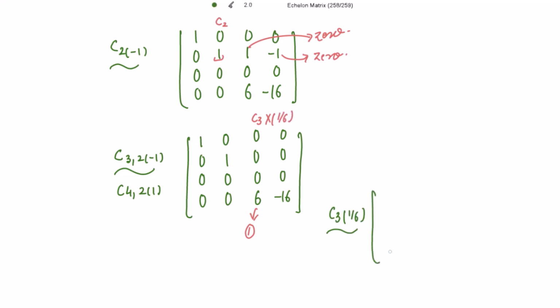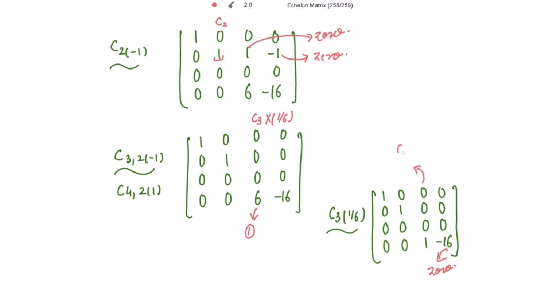So on applying the column operation for the third column, writing the first and second column as they are, the third column is changed into, just multiply the elements with 1 by 6. So we get 0, 0, 0, 1, right? And writing the last column as it is. Still we need to get 0 in place of -16. For that, again apply the column operation.